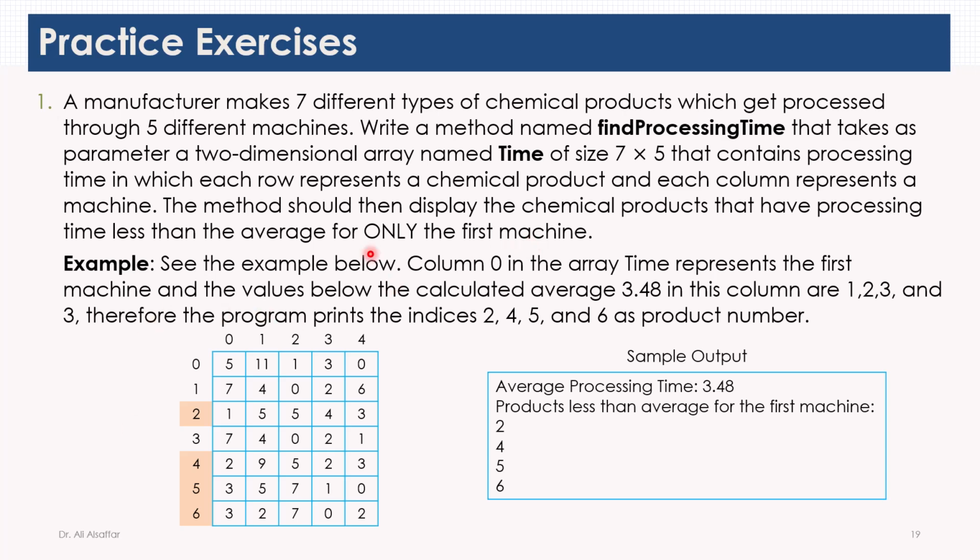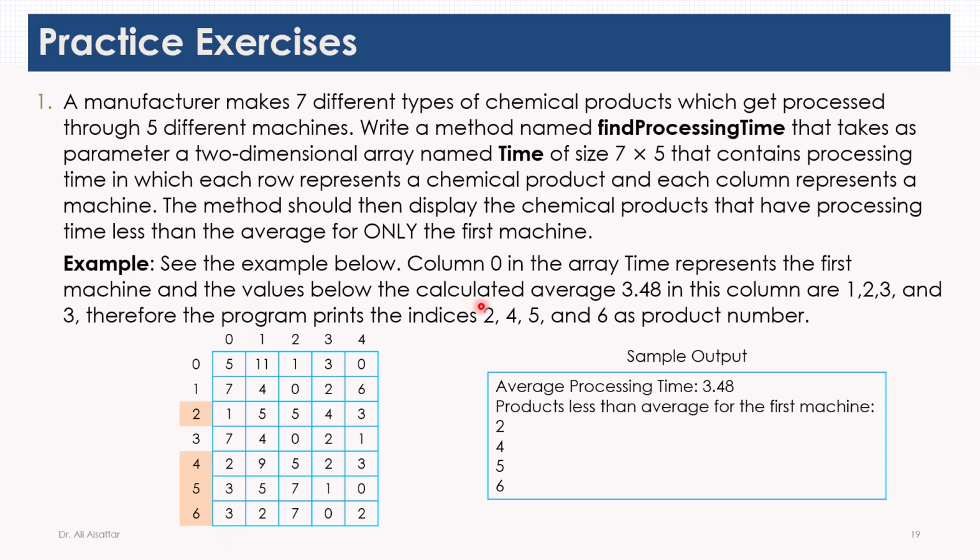What does that mean? It means that you need to find the average of the processing time that all machines take to process all products and compare it with all processing times that the first machine takes to process all products. Any processing time for any product that is less than the average, then we display the product number. In fact, we display the index of this product. So here in this example, column 0, in fact, of the array time represents the first machine. So this is column 0.